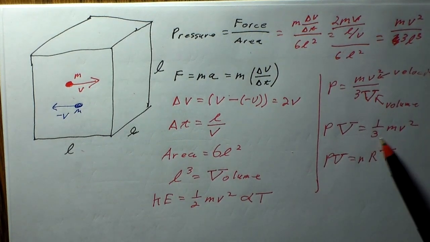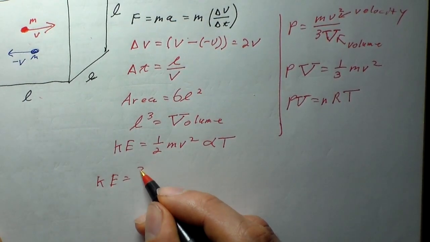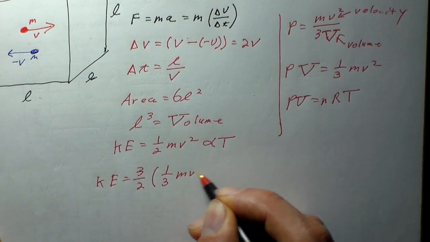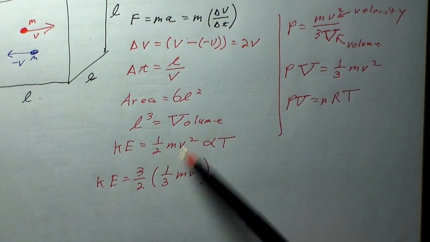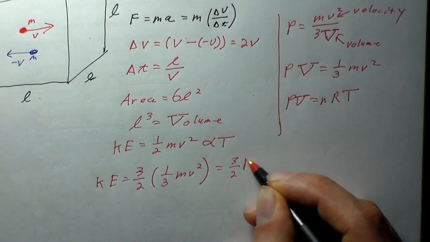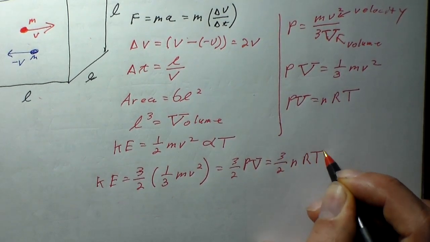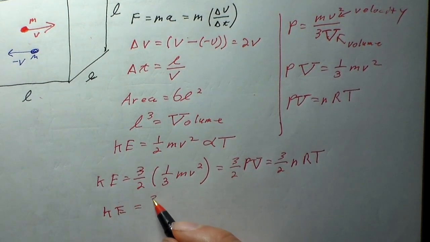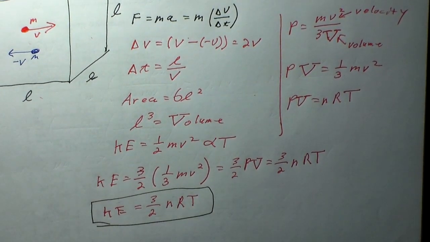This is 1/2 mv squared. This is 1/3 mv squared. So therefore, my kinetic energy is going to be 3/2 times the 1/3 mv squared. So 3 halves times 1/3, my 3's cancel, I get 1/2 mv squared, so that's exactly the same. But now that's going to be equal to 3 halves times the pressure times the volume, or we could write that as 3 halves nRT. And this is how we get the relation here that the kinetic energy of the gas is equal to 3 halves nRT.